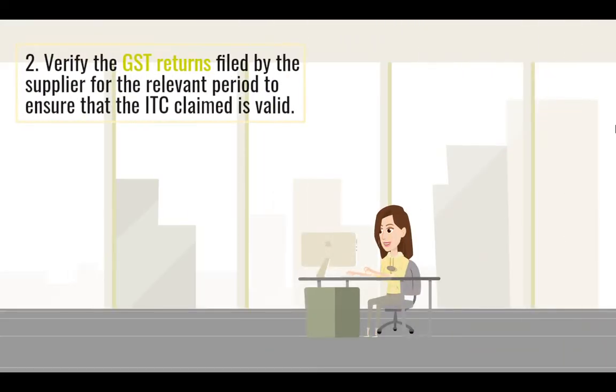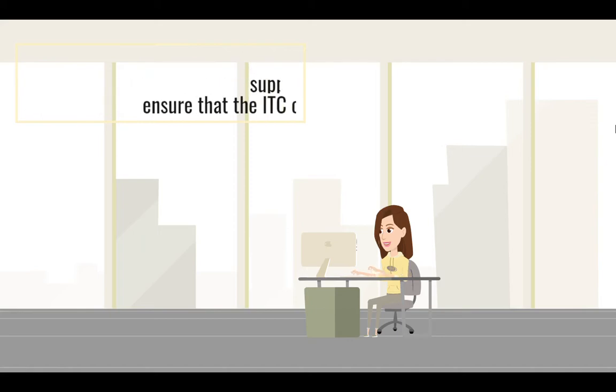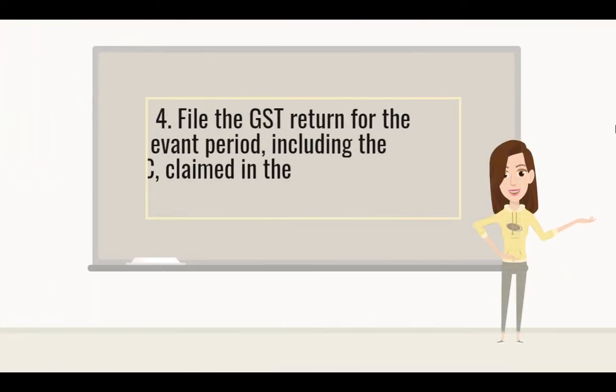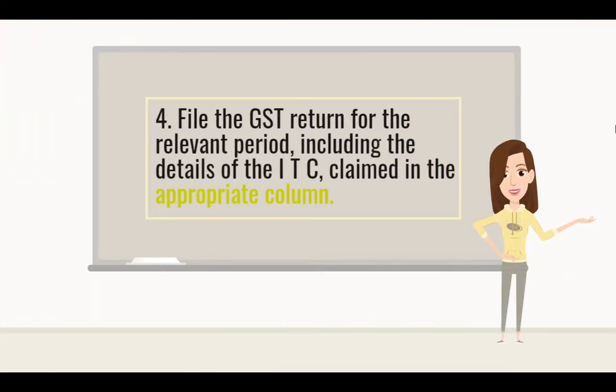2. Verify the GST returns filed by the supplier for the relevant period to ensure that the ITC claimed is valid. 3. Ensure that all invoices, debit notes, and credit notes have been correctly recorded in the books of accounts. 4. File the GST return for the relevant period, including the details of the ITC claimed in the appropriate column.